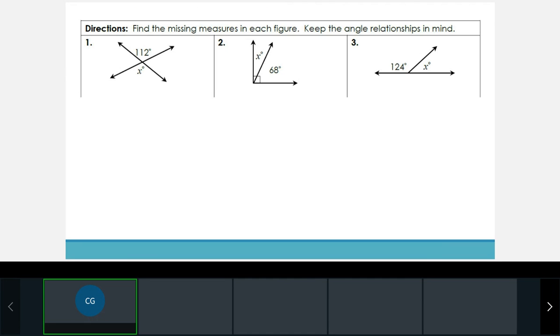We need to practice actually solving when we have angle relationships. Looking at number 1, I see adjacent angles. Not adjacent, sorry, vertical angles. I can talk. Vertical angles. They're across from each other. Right? Here's on top and on the bottom here. They're formed by intersecting lines. And looking at the first slide, we see that vertical angles are always congruent. So if that top angle is 112 degrees, so is the bottom.